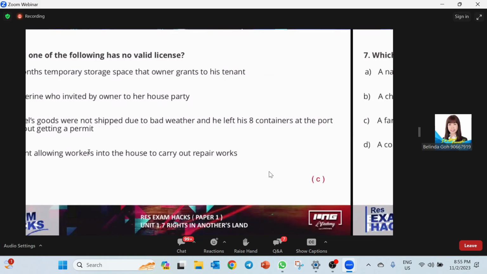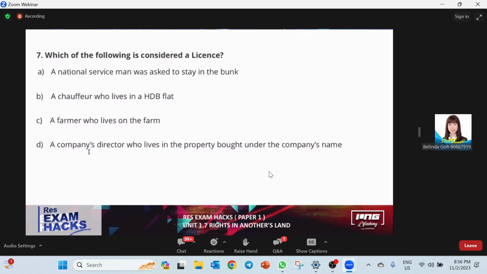Another license question. Which of the following is considered a license? Now they want you to find out a license. A. A national serviceman was asked to stay in the bunk. B. A shopper who lives in an HDB flat. C. A farmer who lives on a farm. D. A company director who lives in a property bought under the company name. Think carefully. Why do some people choose B, C, D? They ask for one answer only. The answer is A. The national serviceman was asked to stay in a bunk. It's considered a license.